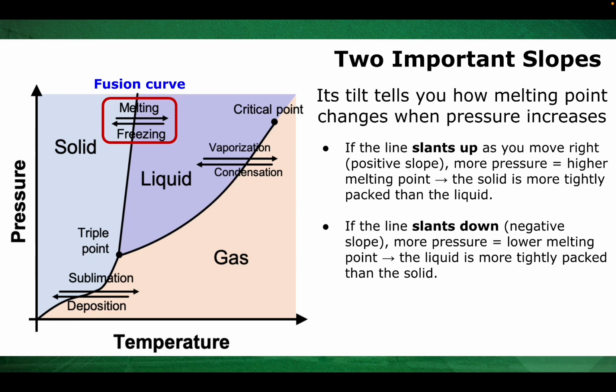Now there are two important slopes that you have to know, and they have to do with the fusion curve. The tilt of the fusion curve tells you how the melting point changes when pressure increases. If the line slants up as you move right, it means more pressure, higher melting point. So therefore, the solid is more tightly packed than the liquid. Now, if the line slants down, negative slope, more pressure equals lower melting point. Therefore, the liquid is more tightly packed than the solid.